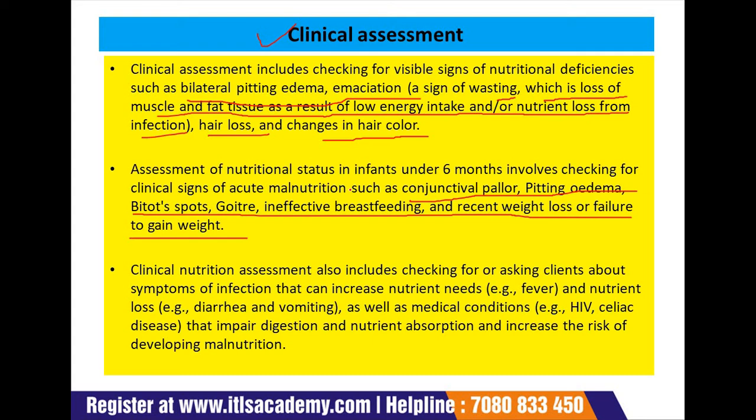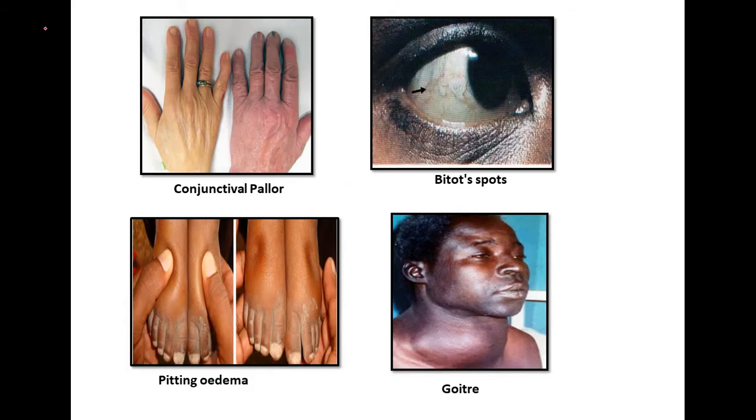So here we can see the pictures of conjunctival pallor. What is conjunctival pallor? Conjunctival pallor may be a more accurate indicator of the presence or absence of anemia than pallor of the palm or nail beds. In addition, conjunctival pallor has been documented to appear more frequently in patients with severe anemia and hence may be more sensitive than other signs.